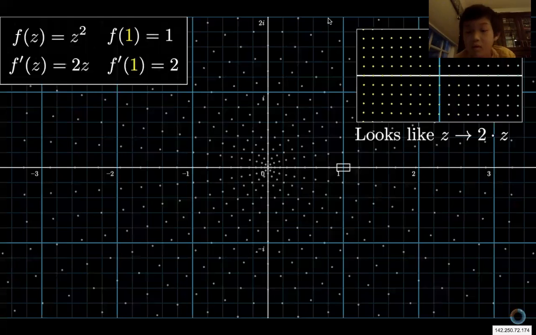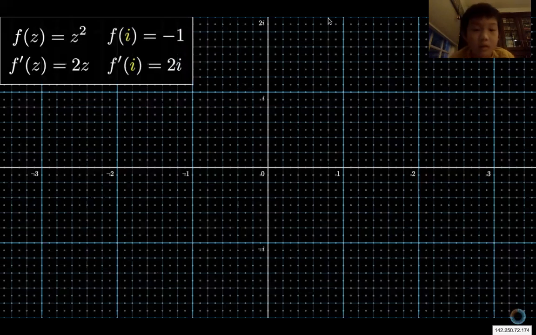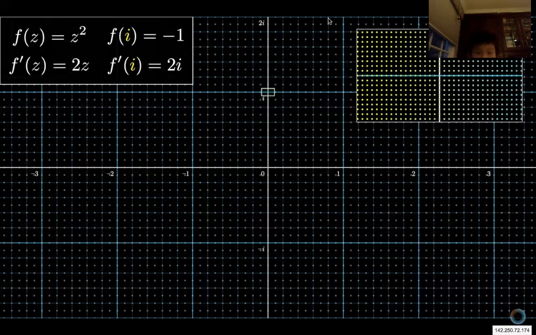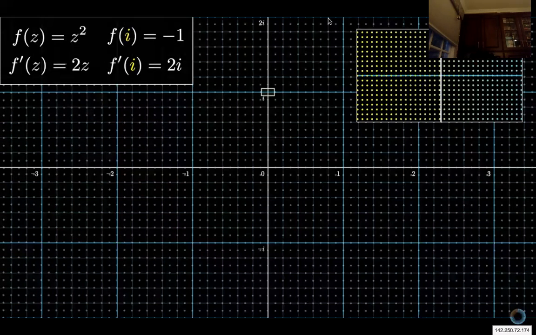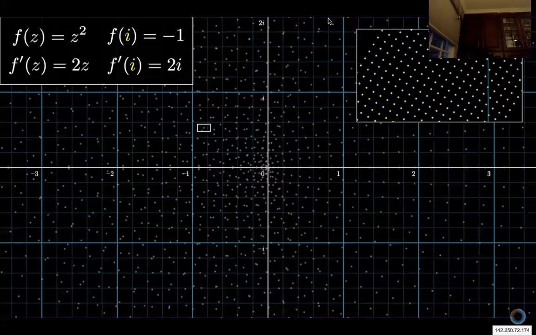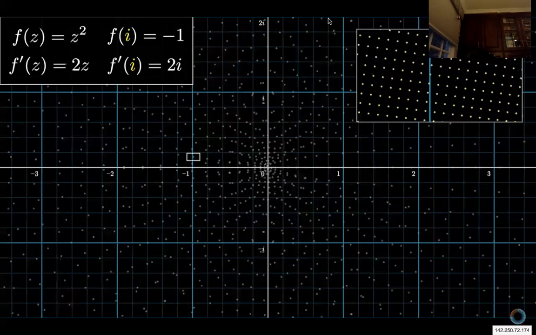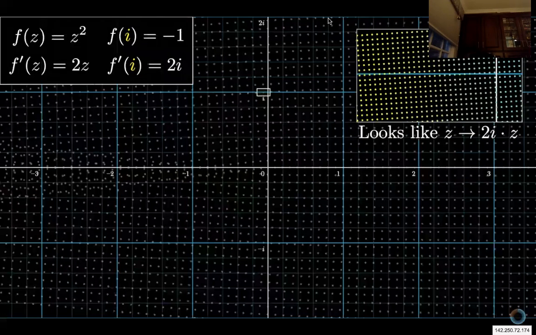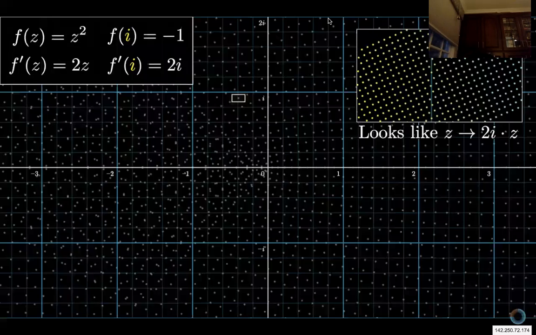To take another example, let's look at the input i. We know that this function moves that input to the value negative 1, that's i squared. But the added information that its derivative at this value is 2 times i gives us the added picture that when you zoom in around that point and you look at the action of the function on this tiny neighborhood, it looks like multiplication by 2i, which in this case is saying it looks like a 90 degree rotation combined with an expansion by a factor of 2.